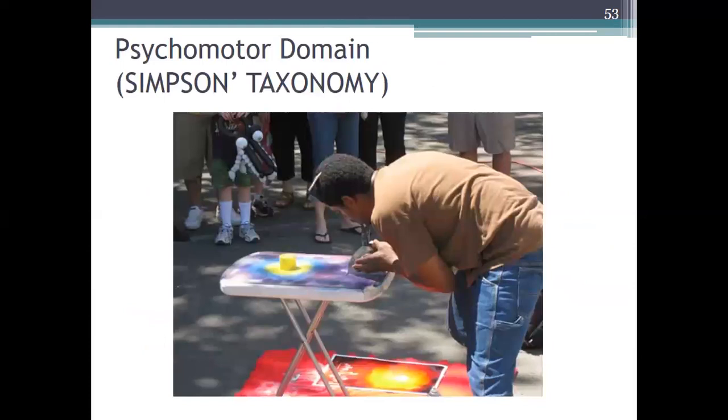So this is our new domain, which we call the Simpson taxonomy or the psychomotor domain. As we discussed earlier, in the psychomotor domain the learning involves activity in which we are doing something, we are working, we are using our skeletal muscles. So inshallah, we will discuss the psychomotor domain in the next session.